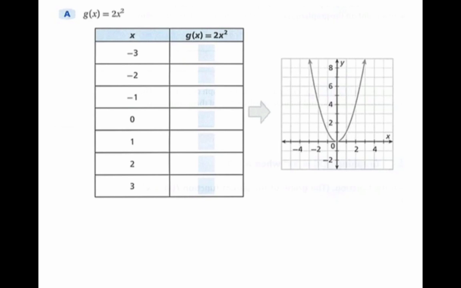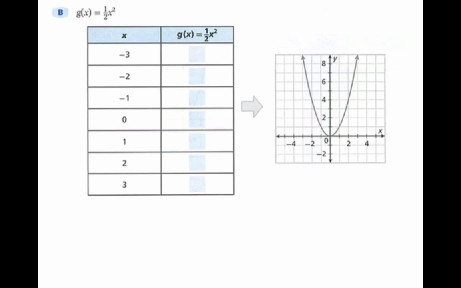Hey, welcome back. So all I had to do was plug in these values of x into my function and get my values of y. Look how fast I can do my math. And then I can plot my points and sketch my parabola. Do the same thing with the other one. Plug in these values. I get these values for y. Plot my points and sketch my parabola.